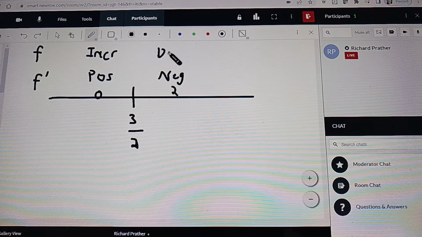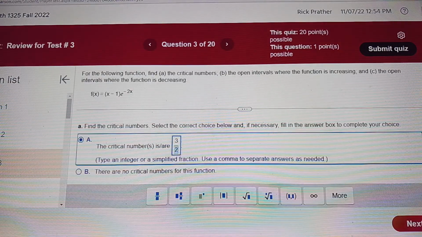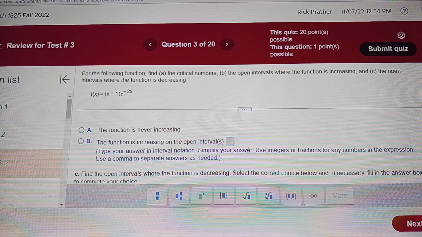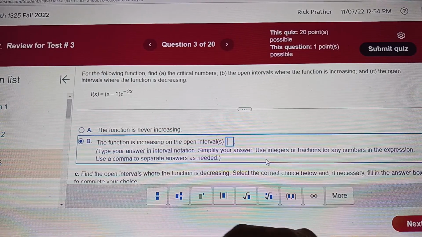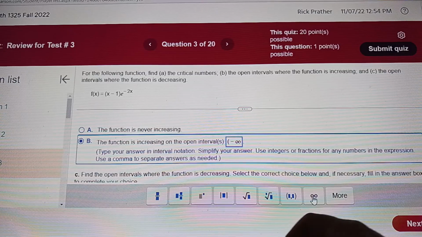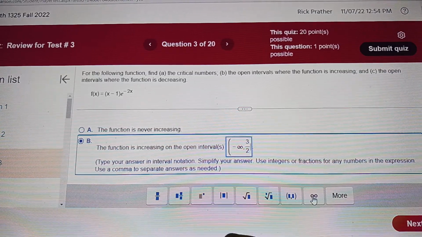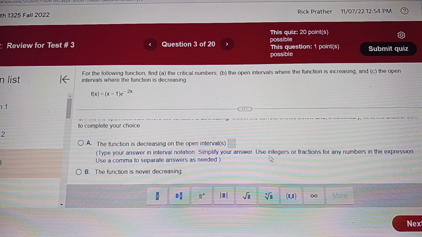Now it's decreasing. So it's going to increase first until it gets to this critical point, and then it's going to decrease after that. So that would be a relative maximum if they cared about that, but here they just want to know increasing and decreasing. So it increases from negative infinity until you get to 3/2, and then it decreases from 3/2 to infinity.